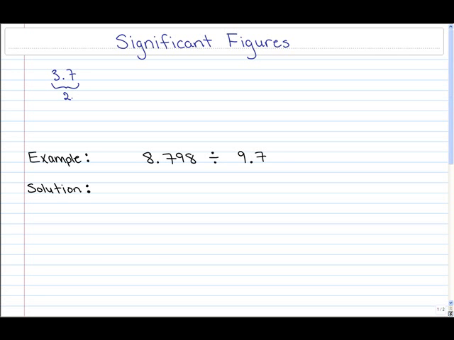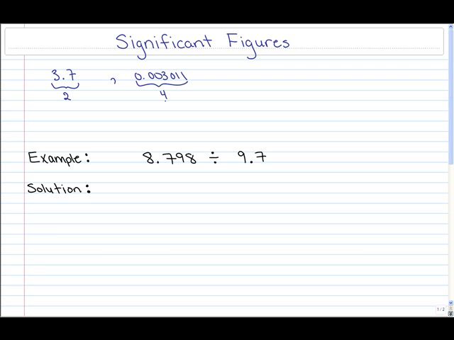Also, zeros at the beginning of a number are not significant. So for example, if I had 0.003011, all of those zeros preceding the number 3 are considered not significant. So here, the number of significant digits would be all the numbers after the preceding zeros. So there would be 4 here.